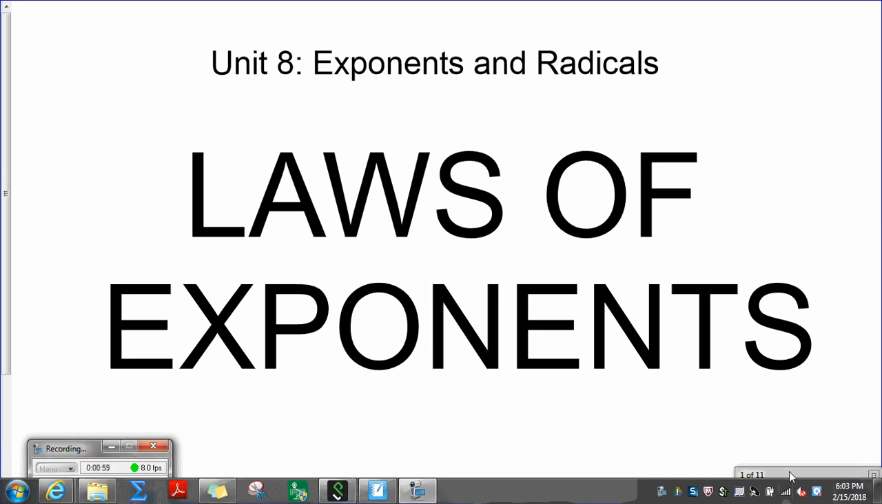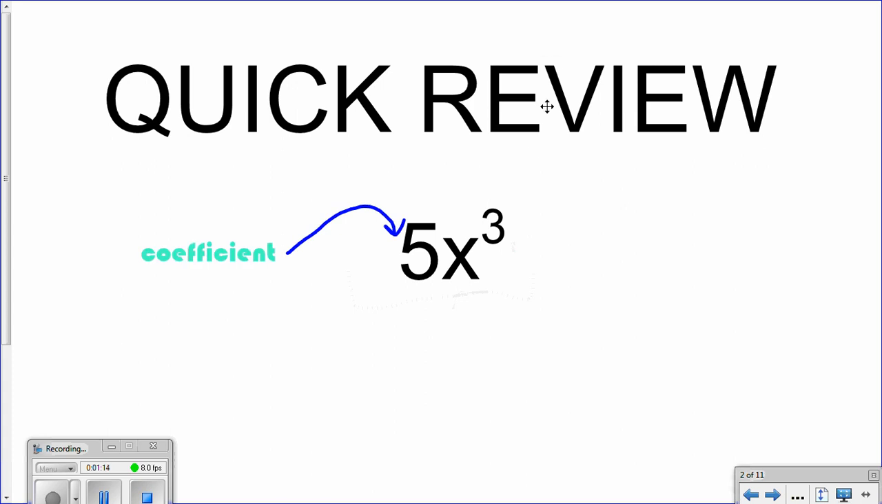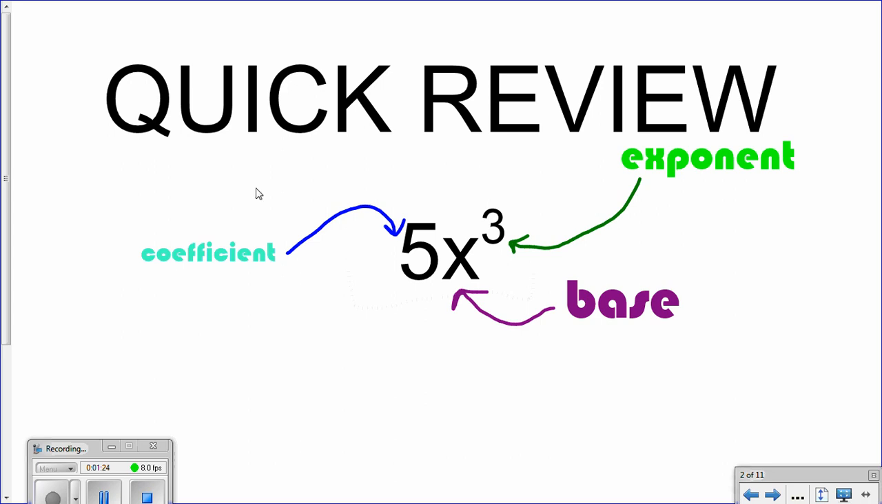Some of this might be review, because we're going to do a quick review. So we get 5x to the third. I just want to go over the terminology to go with it. The 5 right here is actually the coefficient. The x is the base. And the number that the base is raised to is called an exponent. And the whole thing all together is called a power. Please label this, and then we'll go on.